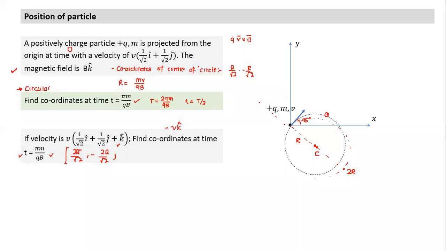What kind of motion will it have along the z axis? Can you define the nature of motion along the z axis? Will it be vt, sir? It will be velocity into time. Then we simply substitute v and time. Pretty simple. It will be velocity v into pi m by qB. So as simple as that. Even if it has some velocity also, if it is a helical motion, we can still find the coordinates. Not a problem at all.